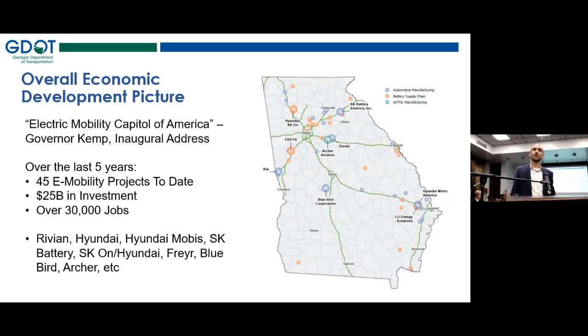So obviously Rivian and Hyundai, but a number of battery manufacturers through SK Battery, LG, Fryer Battery down in Newnan. We also have electric buses being manufactured in Fort Valley through Bluebird Corporation, and electric vertical takeoff and landing aircraft out in Covington through Archer Aviation. So it's a whole suite of companies that are locating here in Georgia in this e-mobility space, and we as GDOT, in partnership with our other agencies in the state of Georgia, are rising to the challenge to welcome these companies to the state and make sure that their manufacturing endeavors are supported.